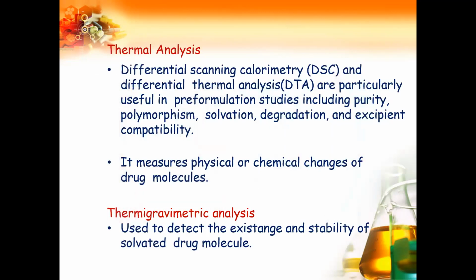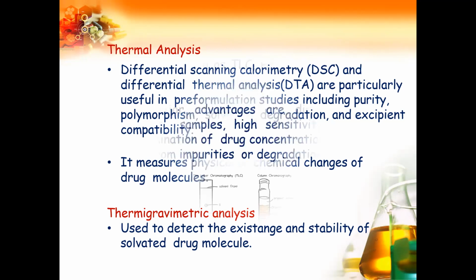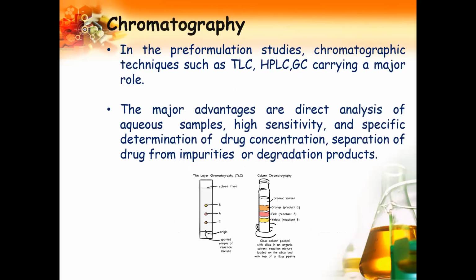Thermal analysis, differential scanning calorimetry and differential thermal analysis, that is DTA, are particularly useful in preformulation studies for the study of drug purity, polymorphism, which kind of polymorph is present in the API, solvation, degradation, and excipient compatibility. They measure the physical or chemical changes of the drug molecule. Thermogravimetric analysis is used to detect the existence and stability of the solvated drug molecule.